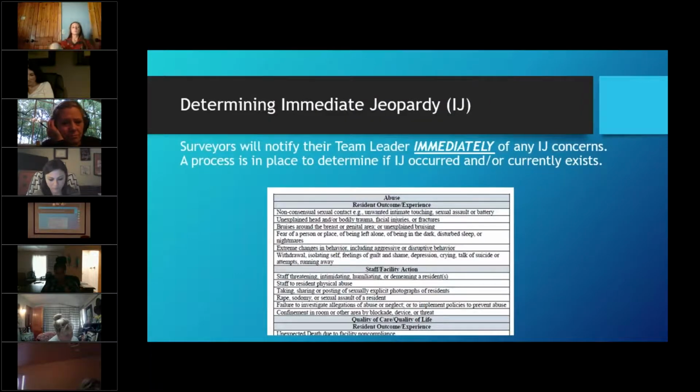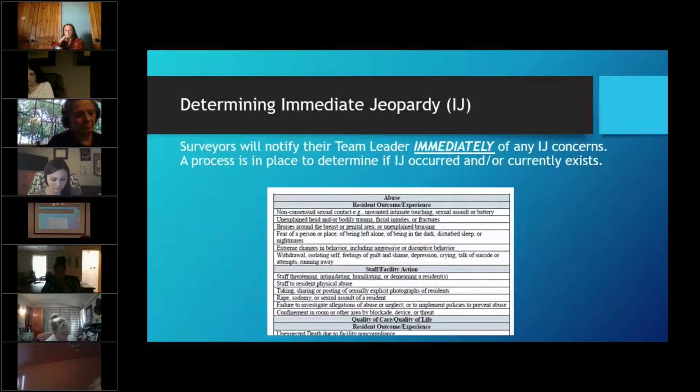Okay. Surveyors will notify their team leader immediately of any IJ concerns. If they have those pieces to the puzzle, they're going to be making a call, or they're going to talk to their team leader, first of all, that's on site. There's going to be somebody that's identified as the team leader while they're in the facility. And then at that point, the team leader is going to call their assigned coordinator, which used to be, ICFs were assigned by this person, and all the assisted livings had this person. It's not like that anymore. They're separated by region at the state now.